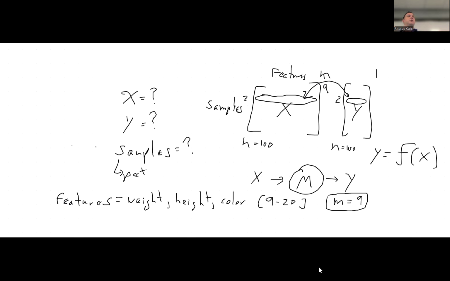Do you guys see how it works? All right, so that's basically the idea. So now we know that a sample is a pet. We know that the X matrix is 100 by 9. We know that the Y vector is 100 by 1. But we need to break that down a little bit more.